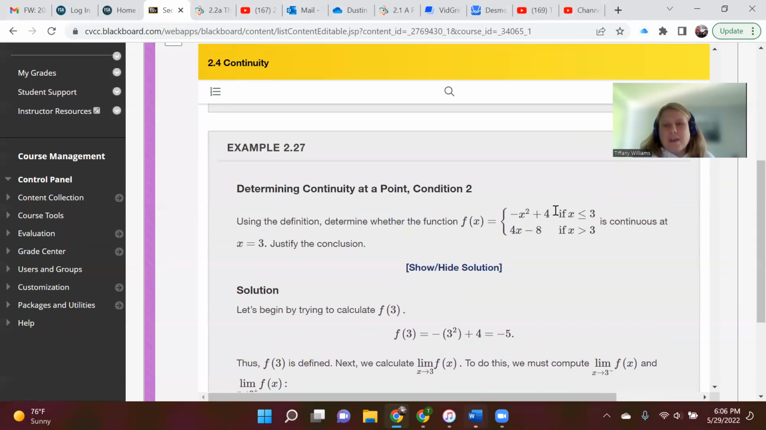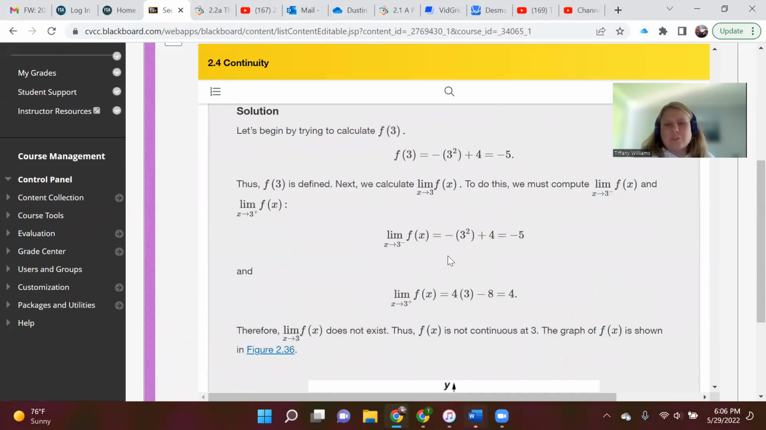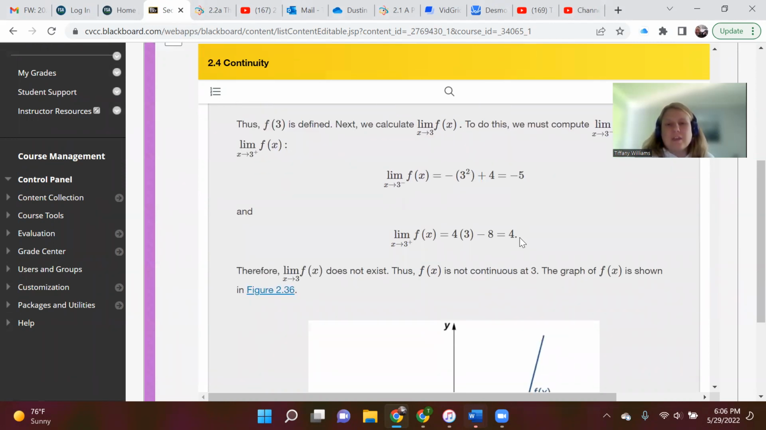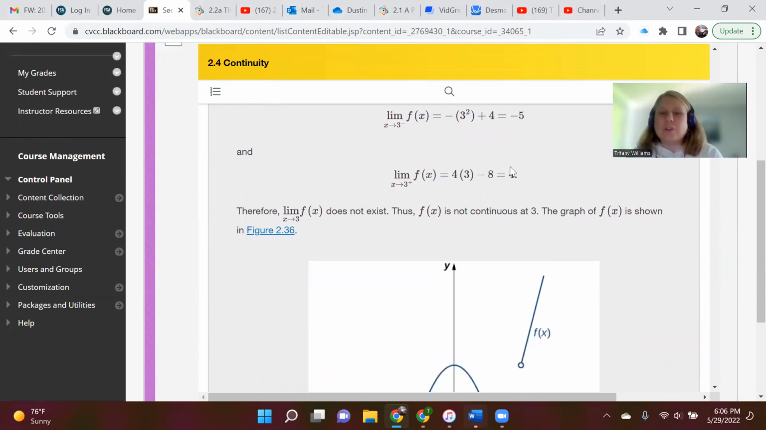If I'm coming from the left, I'm going to use this equation. If I'm coming from the right, I'm going to use this equation. So that's what you're seeing them doing here. They go in, they take the limit, they plug 3 in, they get -5, they get +4. Those two things are not the same value. So if those two things are not the same value, the limit does not exist, and therefore it is not continuous.